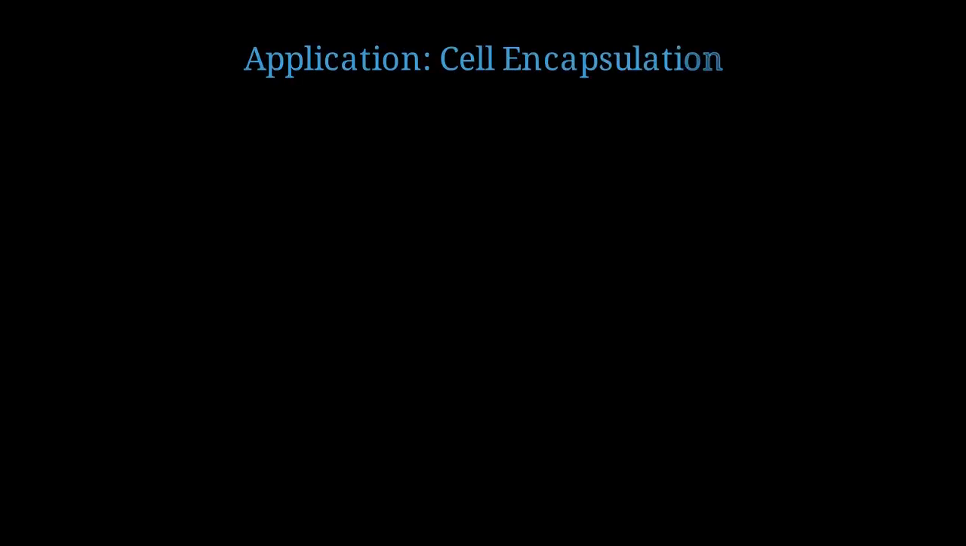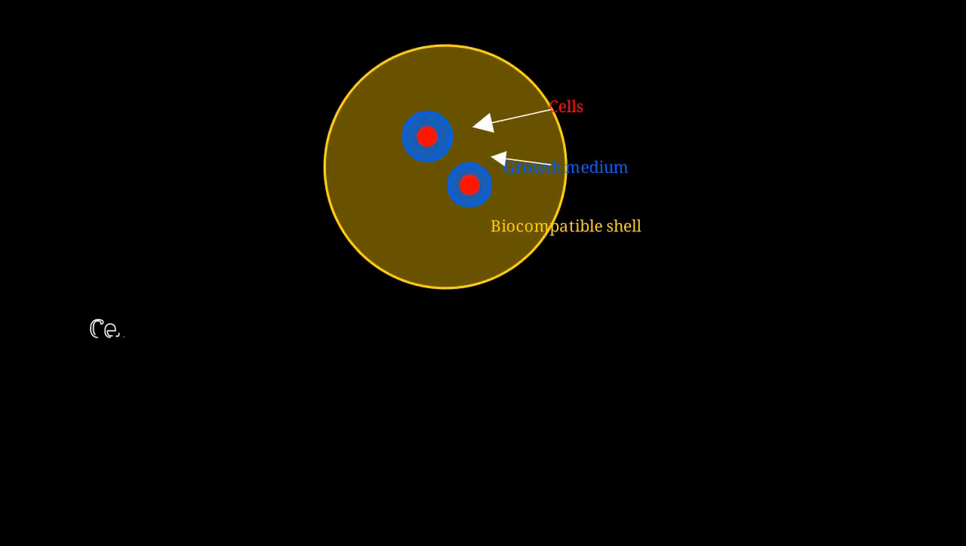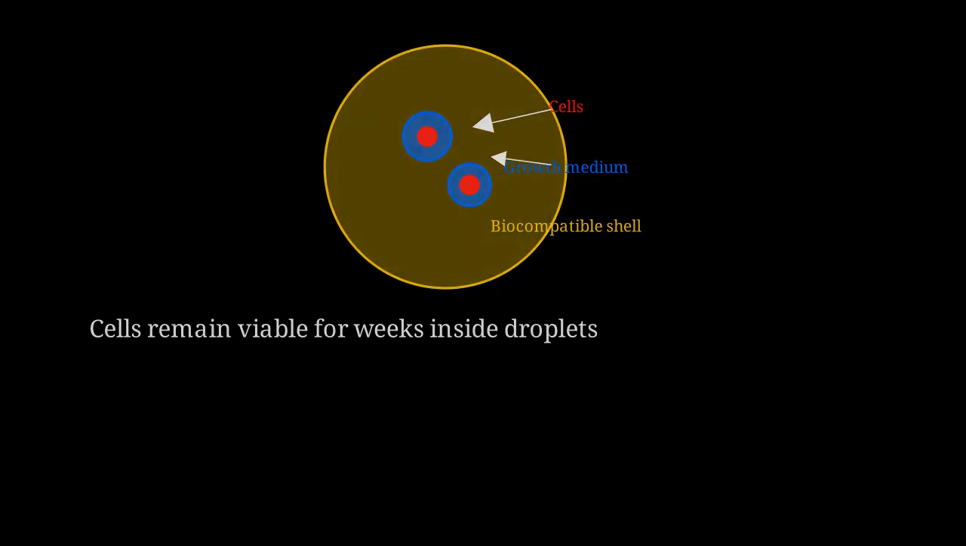Another powerful application is encapsulating living cells. This is revolutionary for tissue engineering and cell therapy. We encapsulate cells in aqueous cores containing growth medium. The biocompatible oil shell allows oxygen and nutrient diffusion, while protecting cells from shear stress and immune recognition. Remarkably, cells can remain viable and even proliferate inside these droplets for weeks. The key is choosing biocompatible oils and maintaining proper oxygen transport.